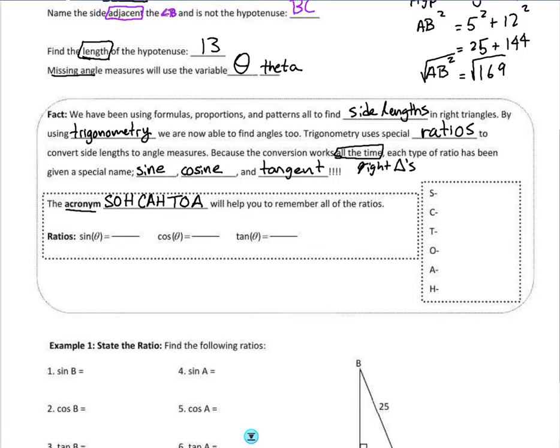So the first one we have here is SOH. S stands for sine. The O stands for opposite, meaning the opposite side. And the H stands for hypotenuse.